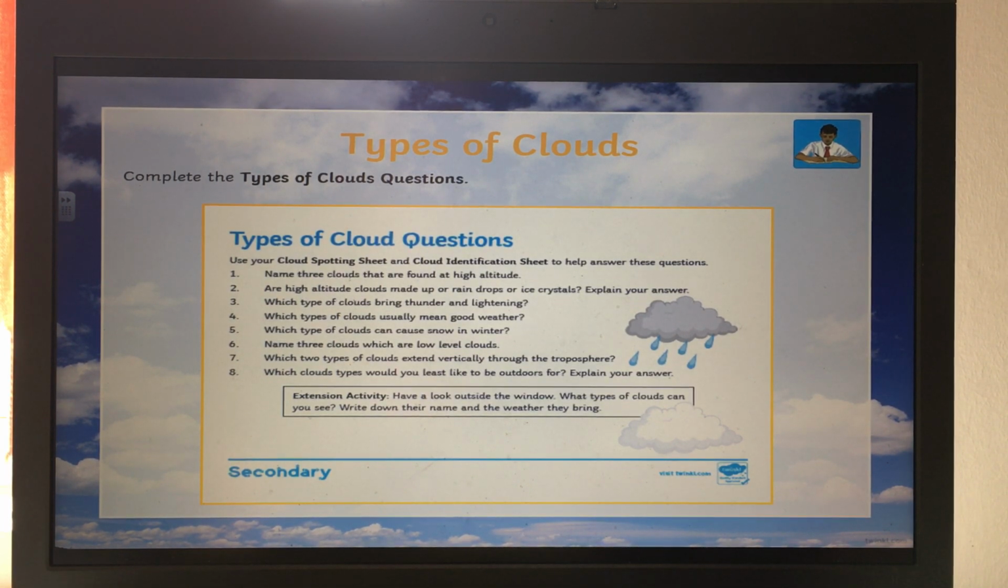Which cloud types would you least like to be outdoors for? And can you explain your answer? Of course, you might really enjoy rainy weather. And as an extension, have a look outside your window and what types of clouds can you see? Write down their name and the weather that they bring.